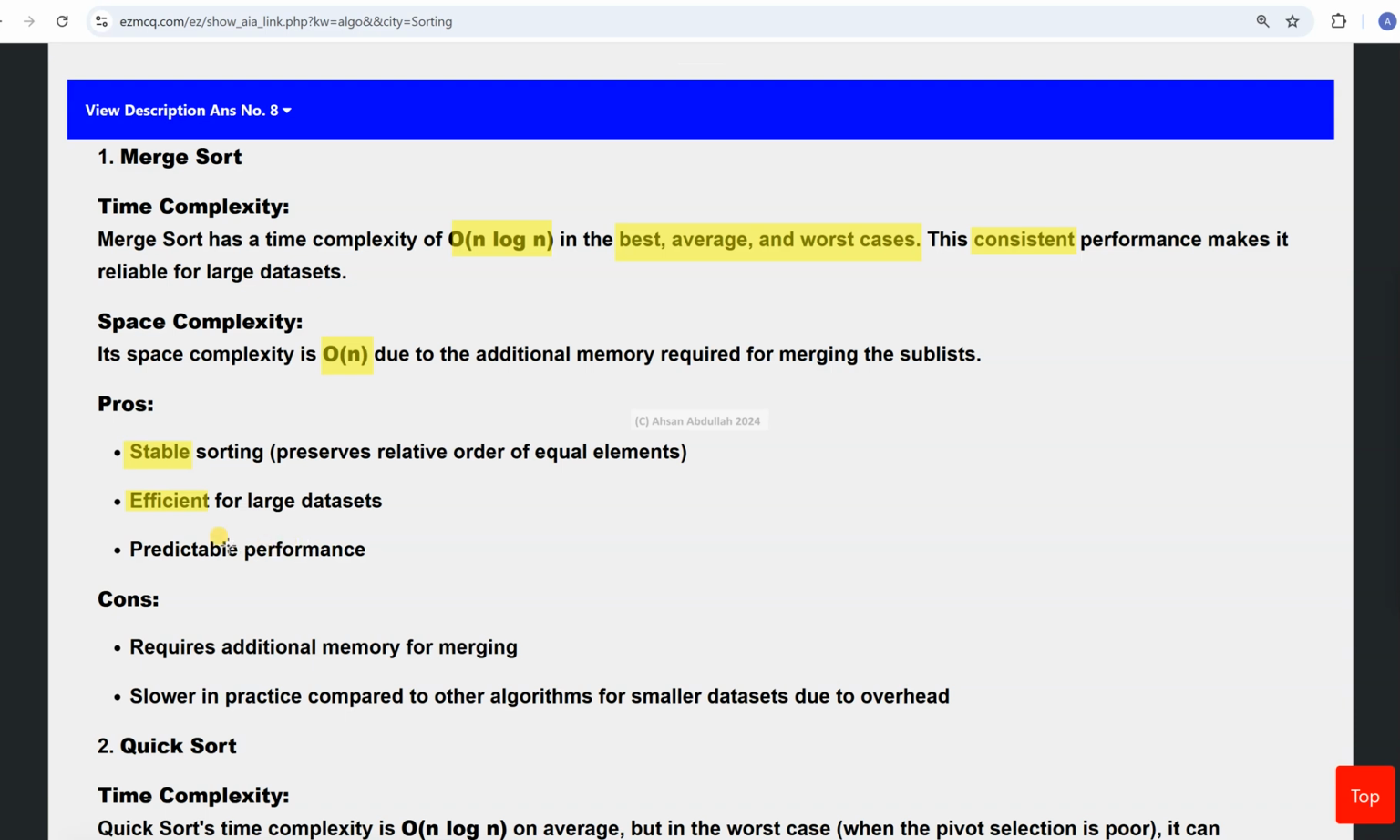But the cons are obvious: it requires additional memory for merging in addition to the storage. So the efficiency for large data sets gets affected because of the merging. In practice it is slower compared to other algorithms for smaller data sets. Why? Because of the overhead. When the data set is large, the cost of the overhead is amortized across the entire data set.